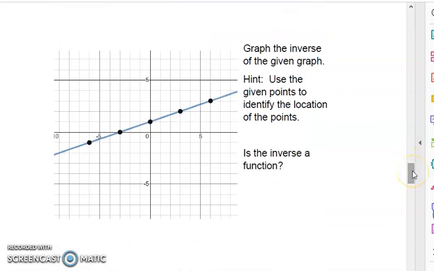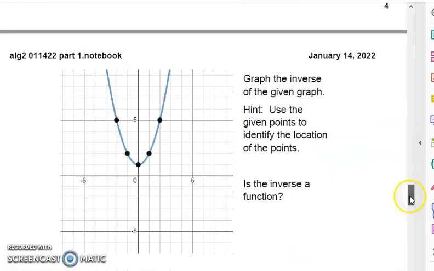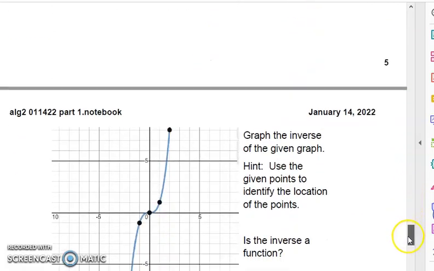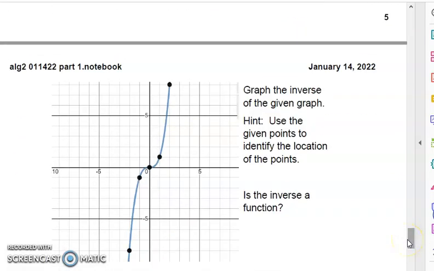So you have, I think, 4 additional ones. You have a line, parabola, another parabola, and a cubic function. So if you go ahead and complete these, turn the video back on when you're ready to check your answers.